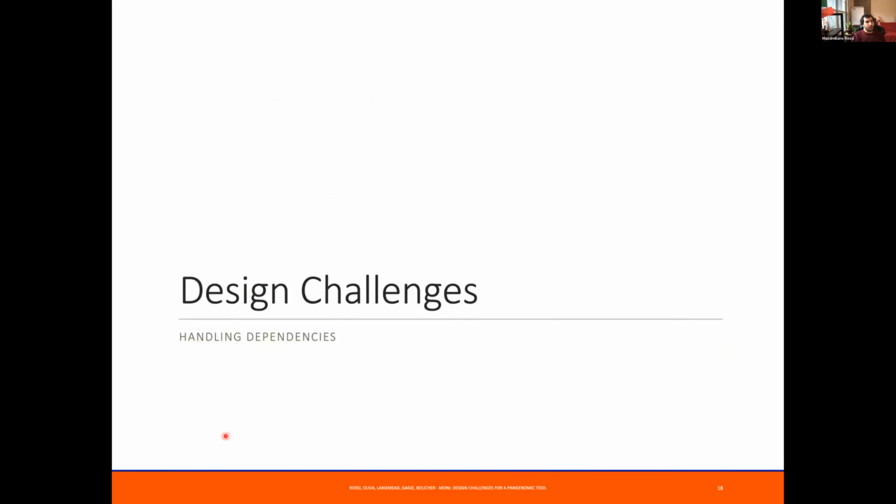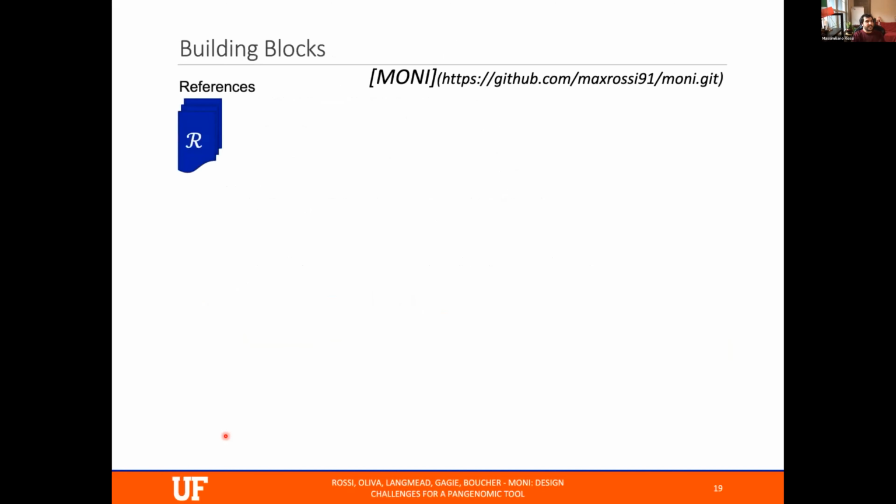Okay, so let's now move on to the second part of the talk, which is the hacking part, where we will see some design challenges that we had to face in order to build this big tool. The first design challenge is about handling all the dependencies of MONI, because MONI is a combination of many pieces of many tools. To show that, I will show you how to build the MONI index. What are all the steps?